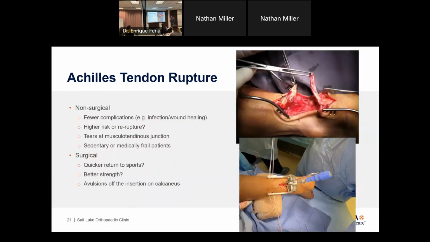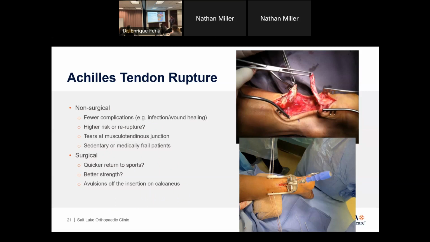The debate is whether these need to be treated surgically or non-surgically. Again, this has been a debate for the last couple of decades, and we still don't have the right or wrong answer. There's pros and cons to each. Typically, non-surgical treatment involves fewer complications because you don't have the risks of anesthesia, less risk of infection or wound healing since you don't have an incision. But historically, there was a higher risk of re-rupture in the long run. That's sort of been disproven more recently.